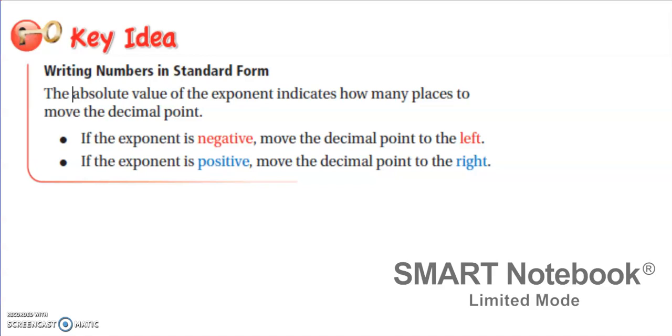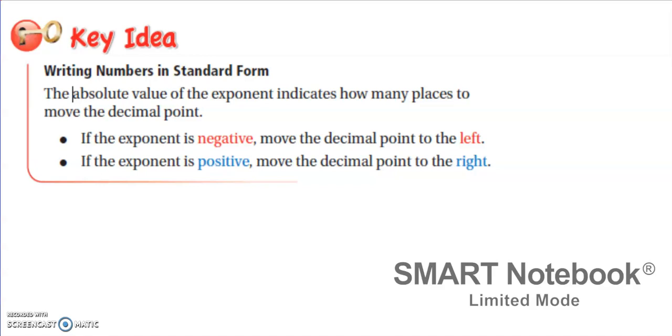All right, so if you listen to my voice, that means you have copied down the notes, and we're going to go through them together and then show some examples. So the key idea is how to write numbers in standard form. We also call it standard notation, or just again, your ordinary numbers. So the absolute value of the exponent indicates how many places to move the decimal point. If the exponent is negative, you move the decimal to the left. If it's positive, you move it to the right.